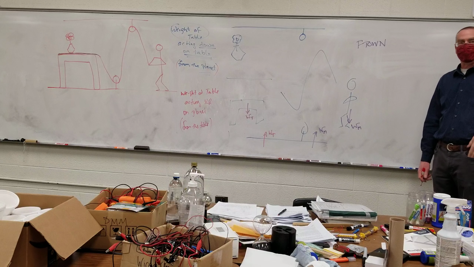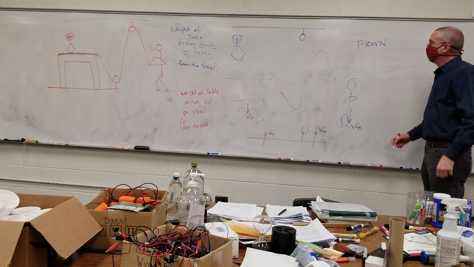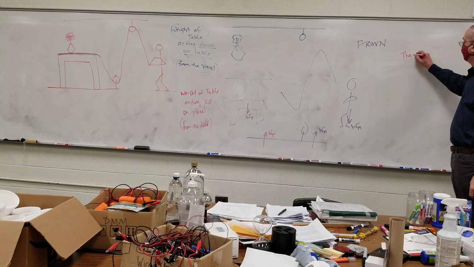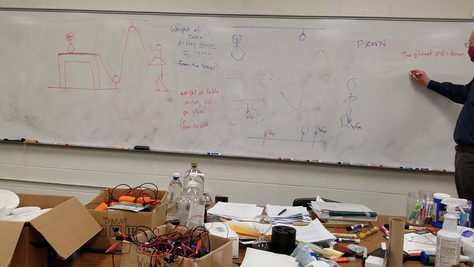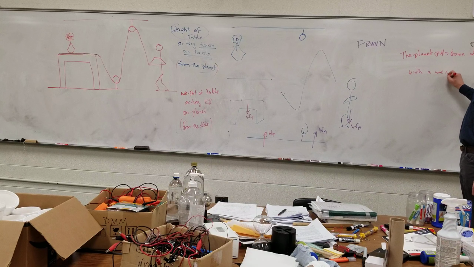Putting this more in the chapter 5 vein of wording. The planet pulls down on the table with a weight of 20 newtons. Obviously, we don't need to detail the actual number here, I'm just throwing it in, putting it in sort of the context of one of the master set problems.